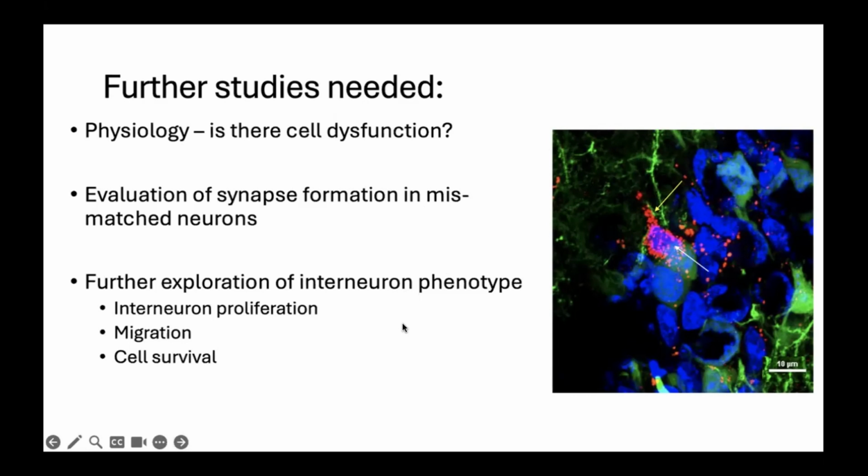And then we'd also like to look more at the exploration of this interneuron phenotype. Why do we see a decreased number of PV positive interneurons? And is it related to the proliferation like we talked about? Or is there actually a problem with migration and not enough cells are getting to the hippocampus? And then of course we have to look at cell survival and maybe more are dying.